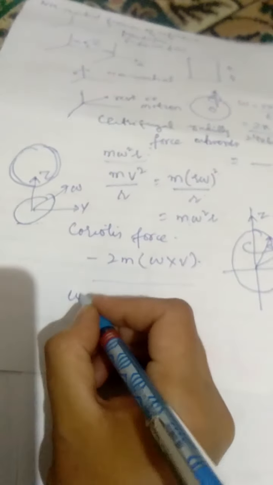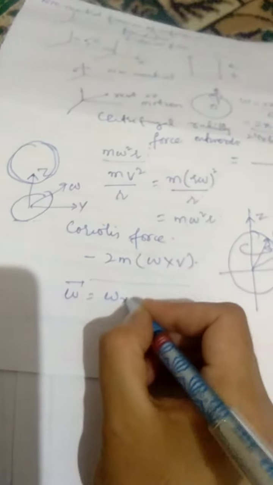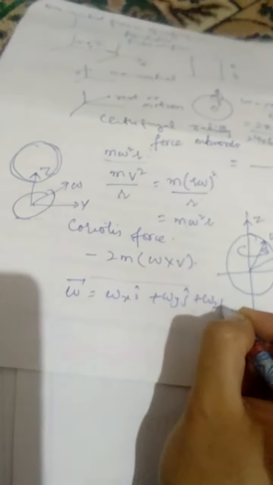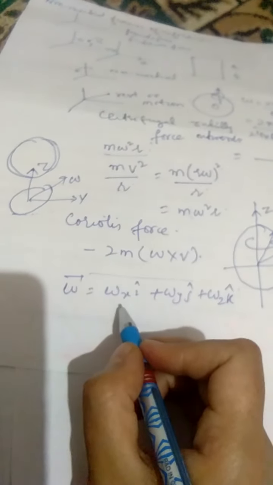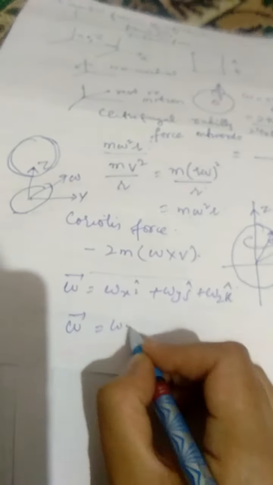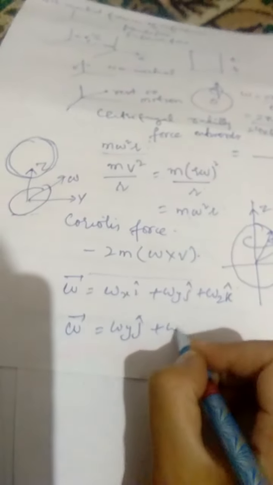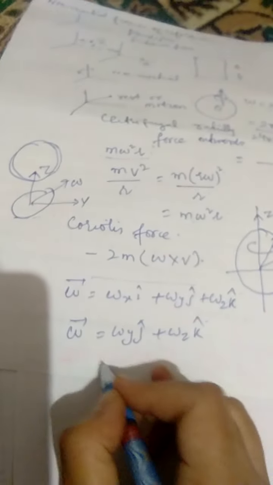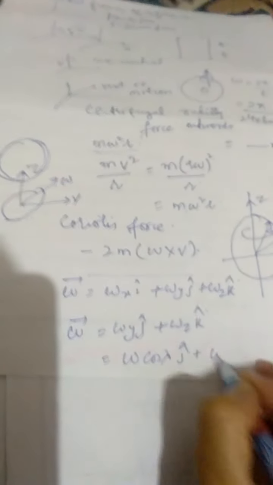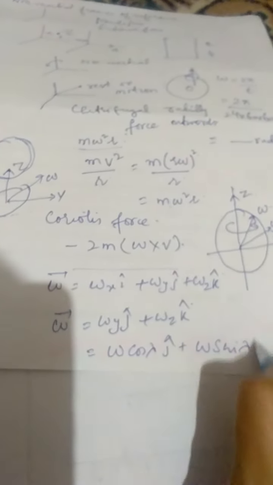Therefore, you can write this omega as omega x i plus omega y j plus omega z k. Since we treat this omega x as equal to 0, omega is essentially omega y j plus omega z k. And remember, omega is omega cos lambda j plus omega sine lambda k.